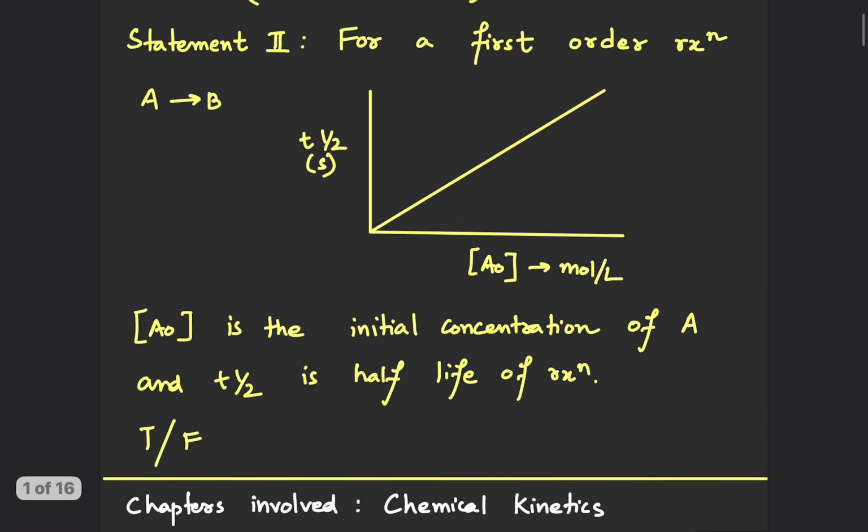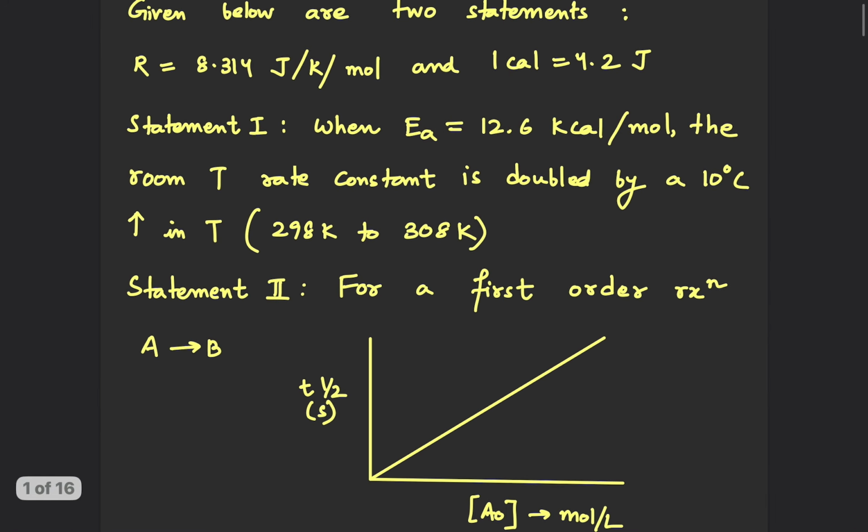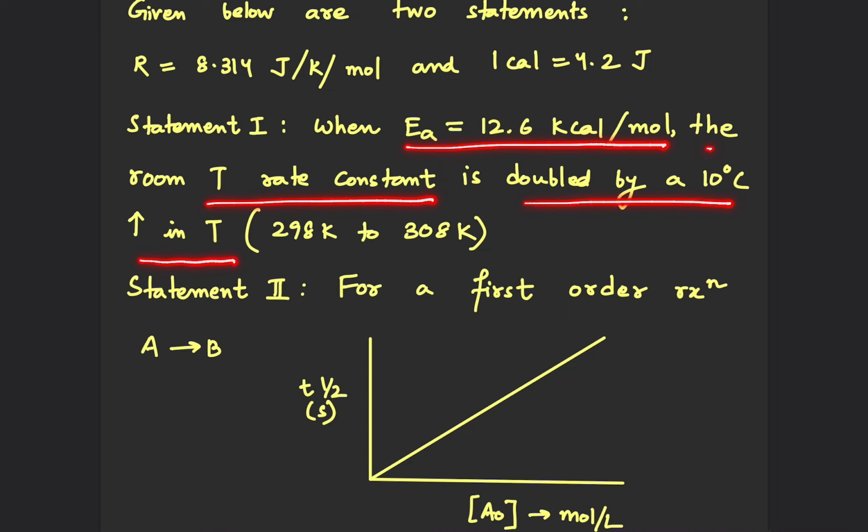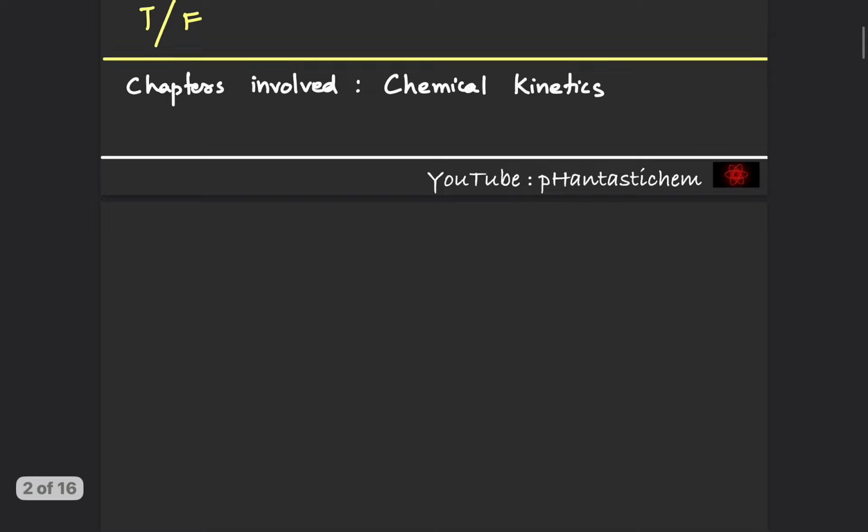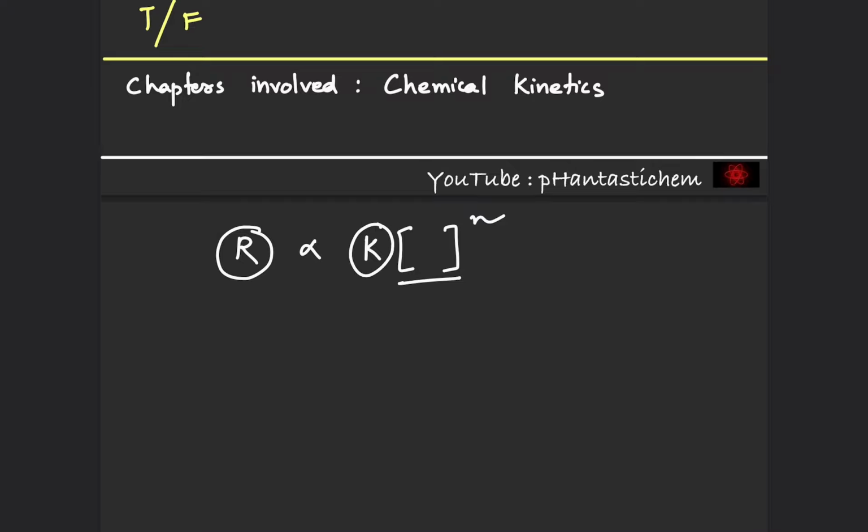So let's look at statement 1 properly. When activation energy is this much, the room temperature rate constant K is doubled by a 10 degrees Celsius increase in temperature. The effect of temperature on the reaction, or you can say on the rate constant, because the rate of a reaction is determined by the rate constant. We know that rate is directly proportional to rate constant into concentration of reactants to the power of the order, right? So when we say rate of reaction, we imply rate constant.